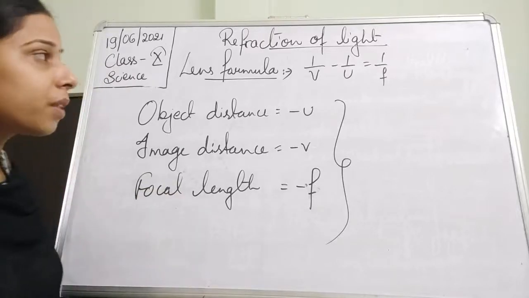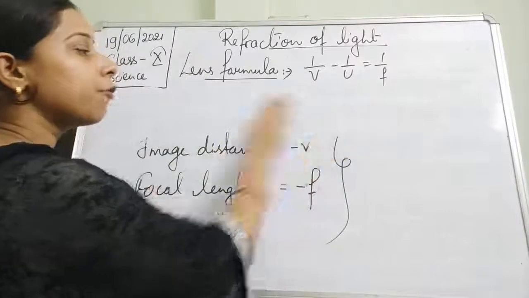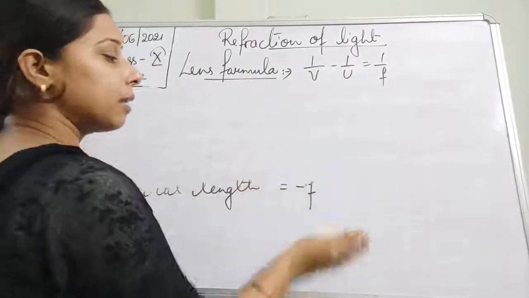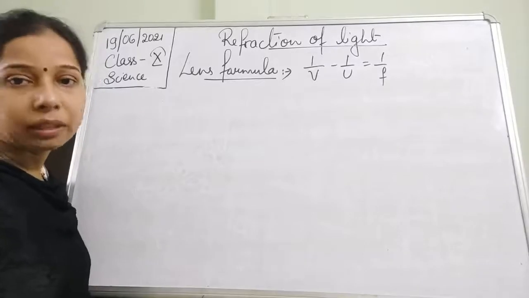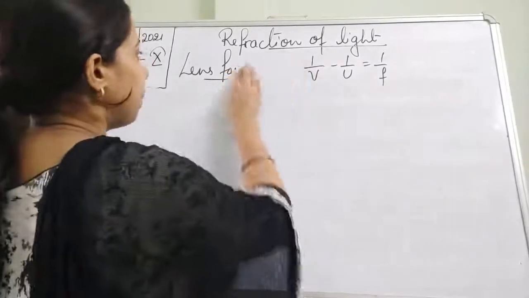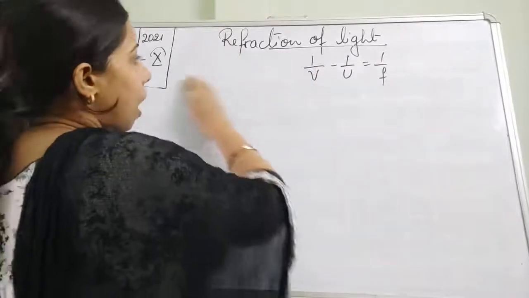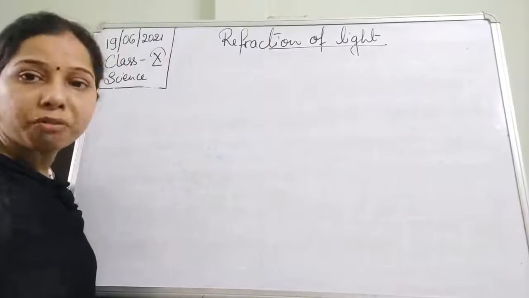Now let us see some questions. The magnification formula, students, is the same: image distance upon object distance, as well as height of the image upon height of the object. Now let us try to understand with the help of the formula, and then we will move to the next and last topic, which is power of lens.